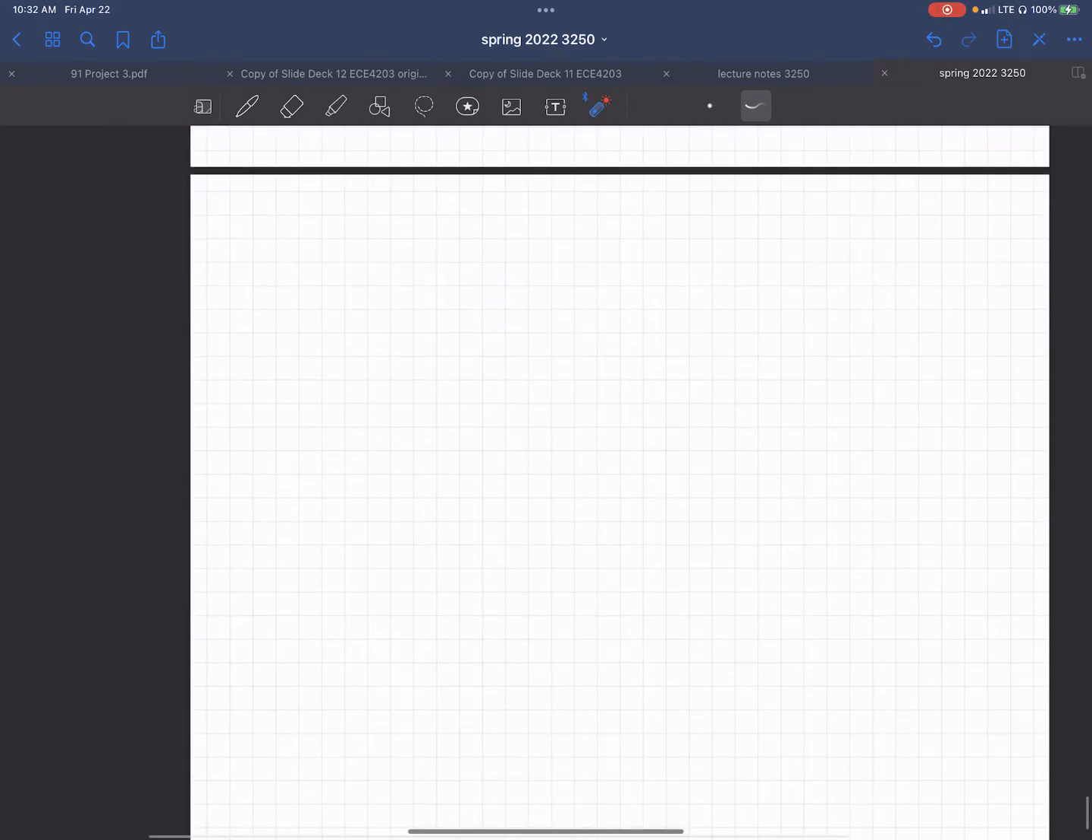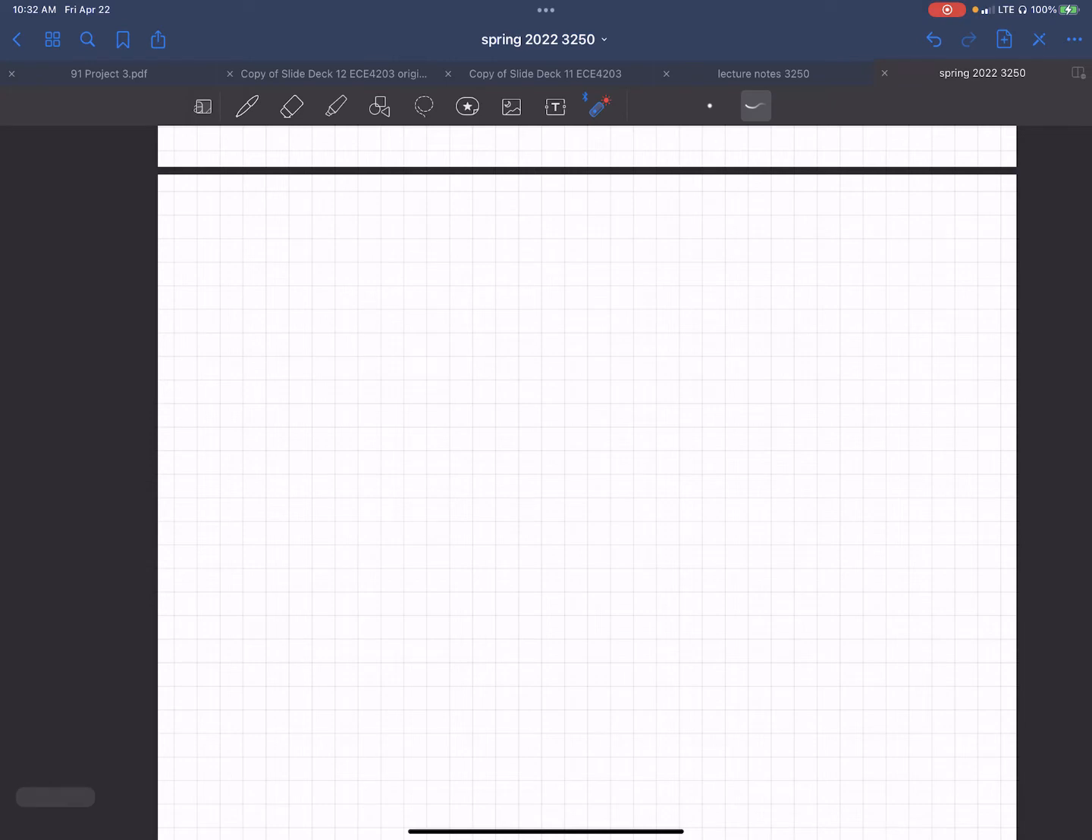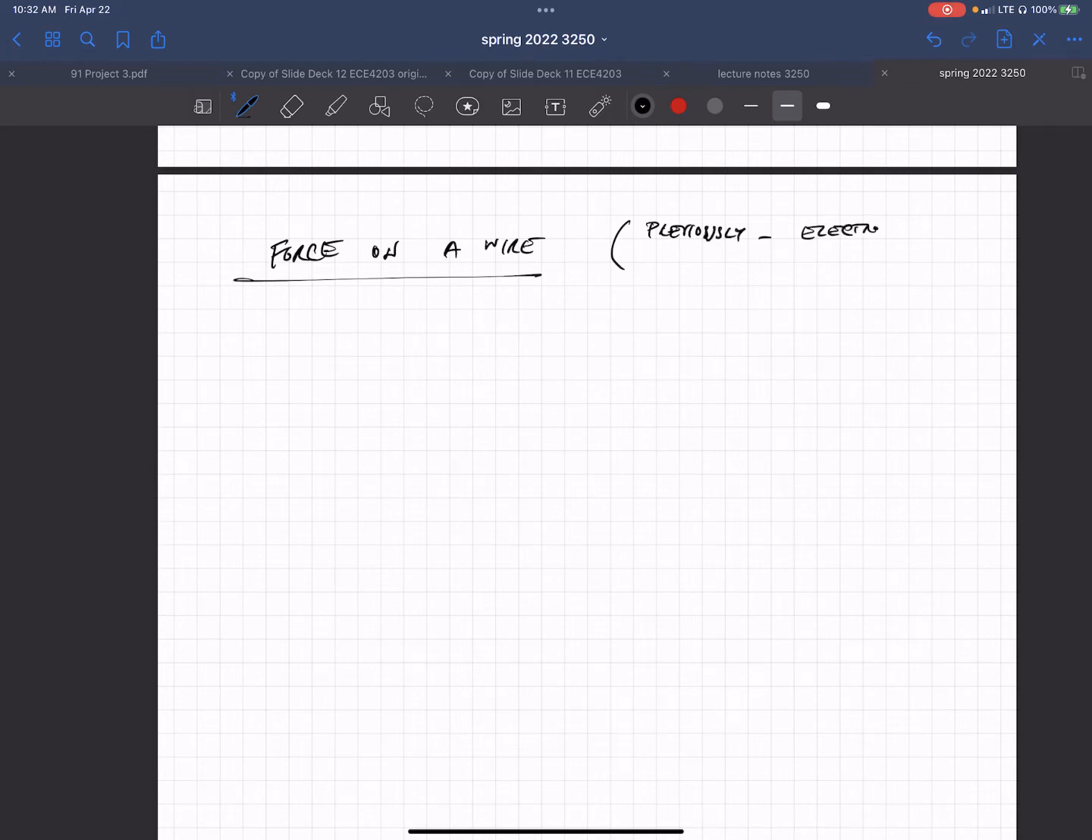Okay, so now let's look at what's the force on a wire in a magnetic field. So, force on a wire. Remember that previously in the electrostatic case, we only worried about force on a single charge.